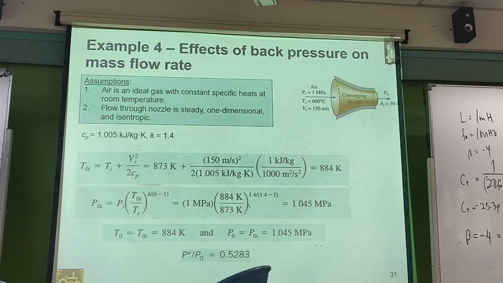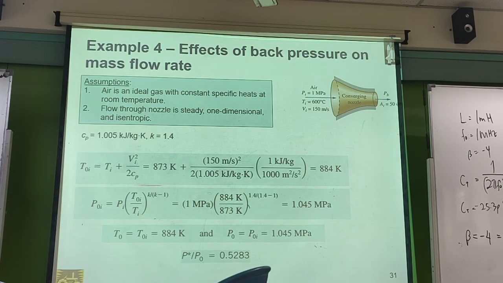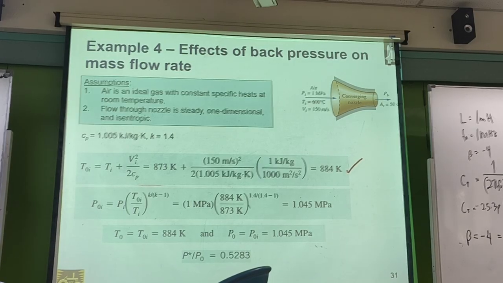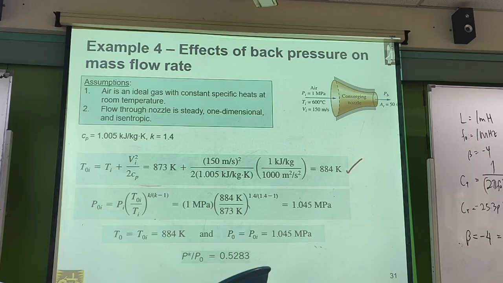Alright, so of course you start with assumptions, and then you use the previously established equation, T naught equals T plus V squared over 2Cp, to find the stagnation temperature first. Then based on the stagnation temperature, you use the isentropic equation to find the stagnation pressure. So this is a pretty standard step here. Okay, so you found the stagnation temperature and pressure.